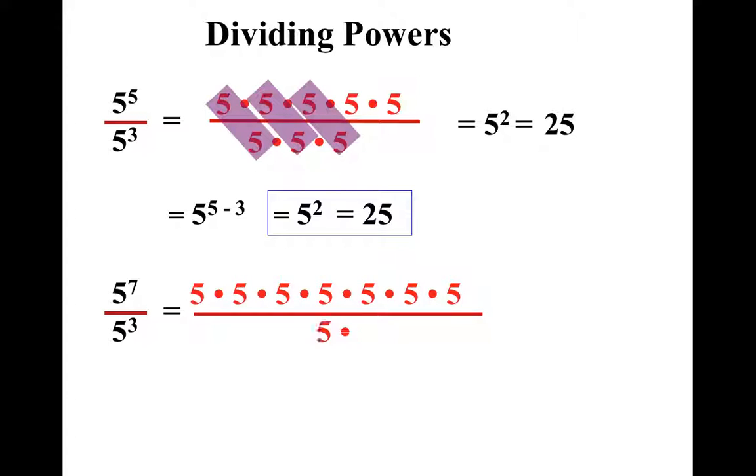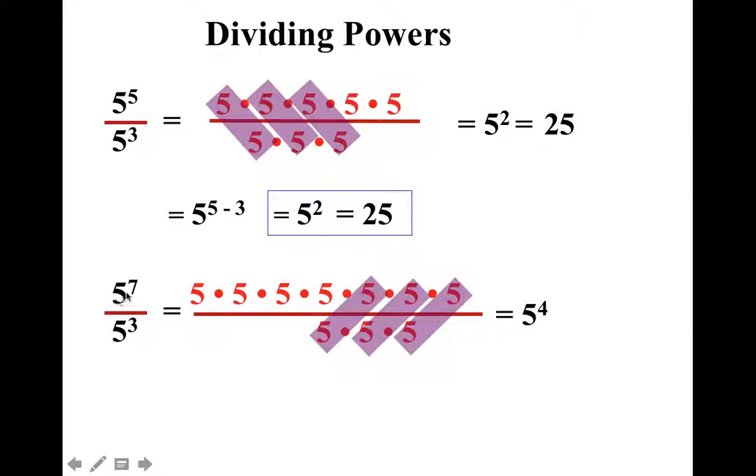Well, if you want to, write them all out. And then you'll be able to see how 3 of the 5s on the top and the bottom simplify, and you're left with 4 in the numerator. And that's 5 to the fourth power, which is also 7 minus 3.